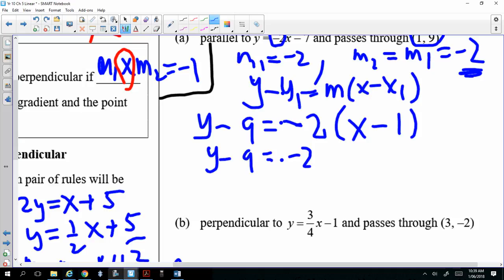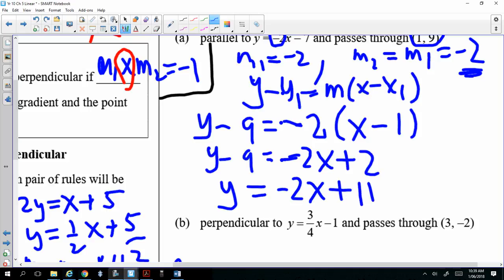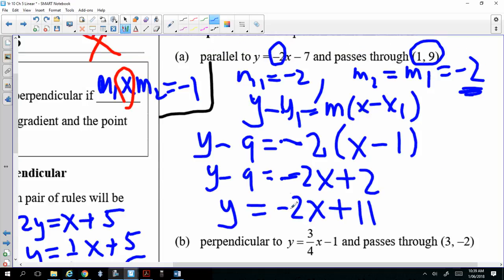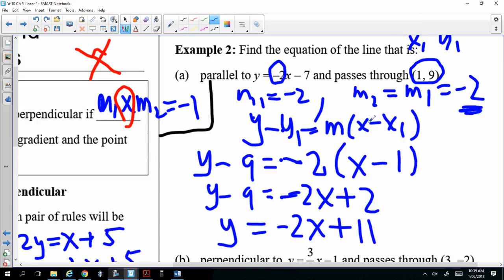So now you just have to expand this, so you get -2x plus 2. And move the -9 to the other side, so you get -2x plus 11. Because of the -9, you add 9 to both sides. 2 plus 9 is 11. Okay, good. That's the equation of the line. So you'll see that they both have -2 as the gradient because they are parallel. All right, good. Any question?